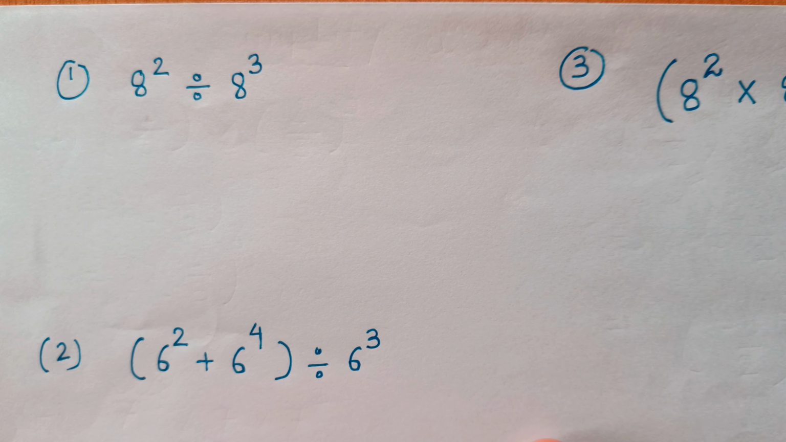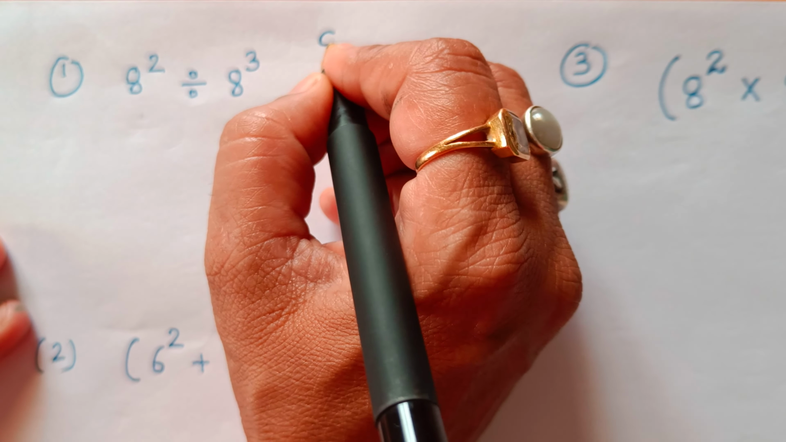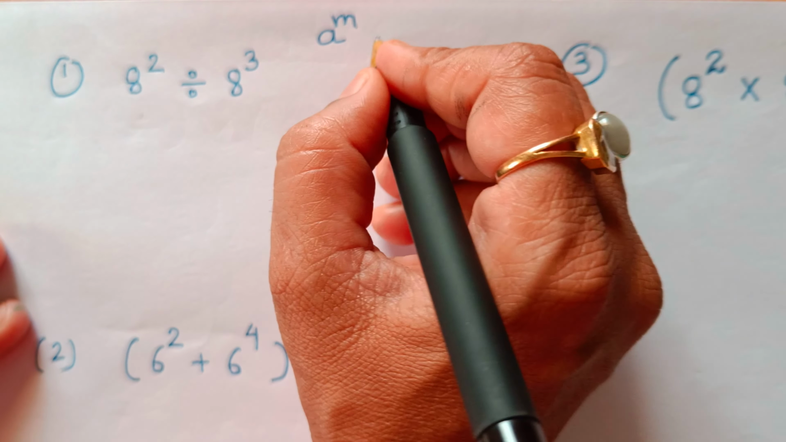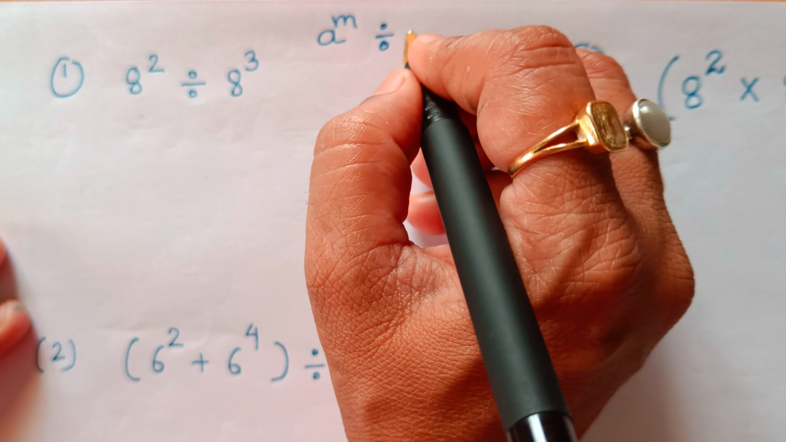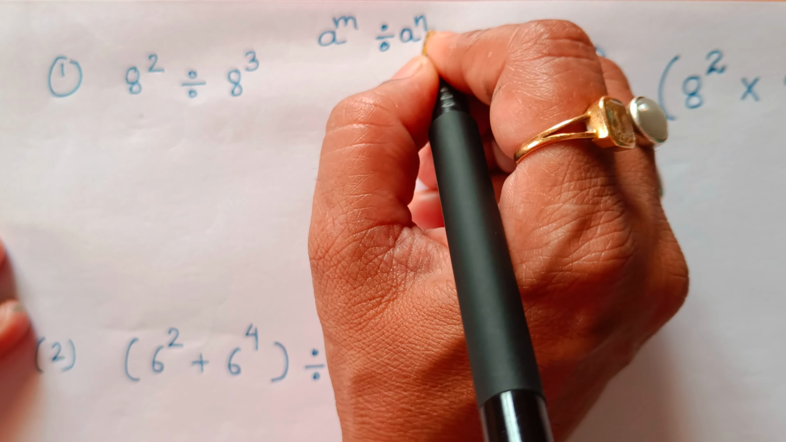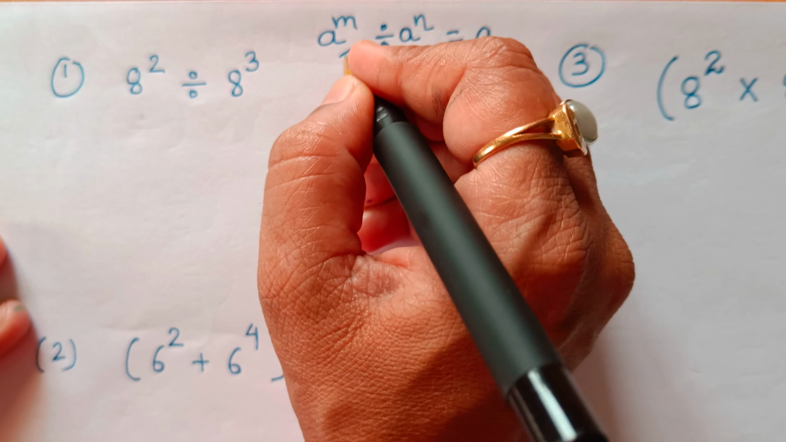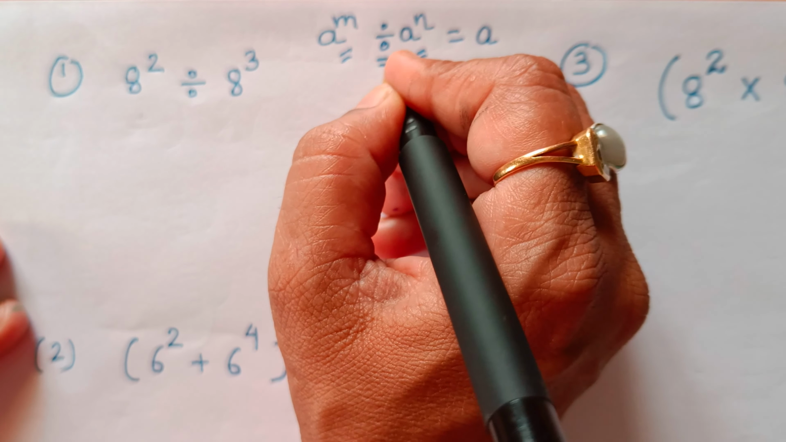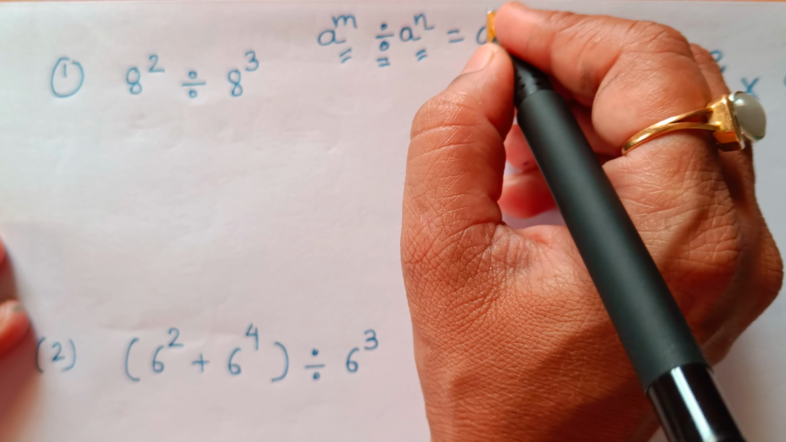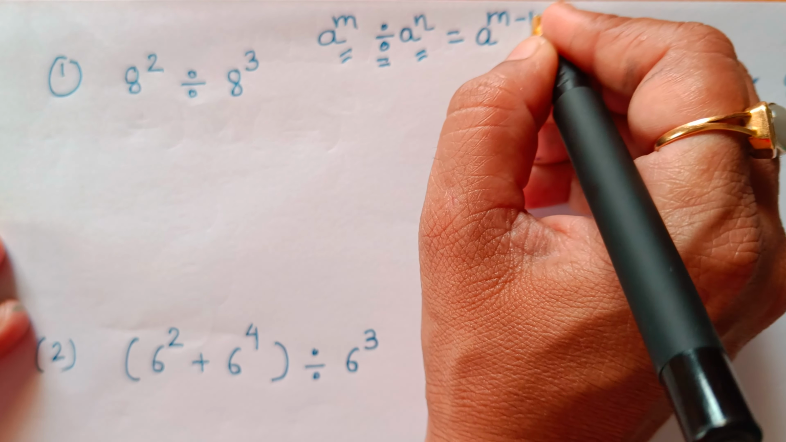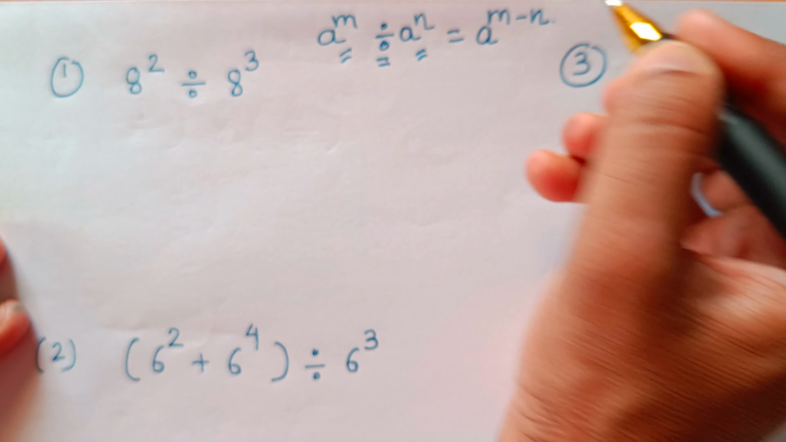Now children, we learn when the base is the same but the exponential terms are in division. What do we use in this? When the base is the same, a raised to m divided by a raised to n is equal to, since the base is the same, the power is different and it is in division, so we subtract the powers: a raised to m minus n. Students, we use this formula in these sums.